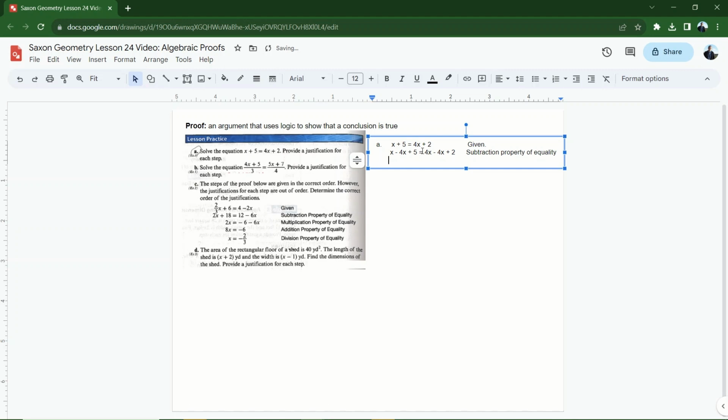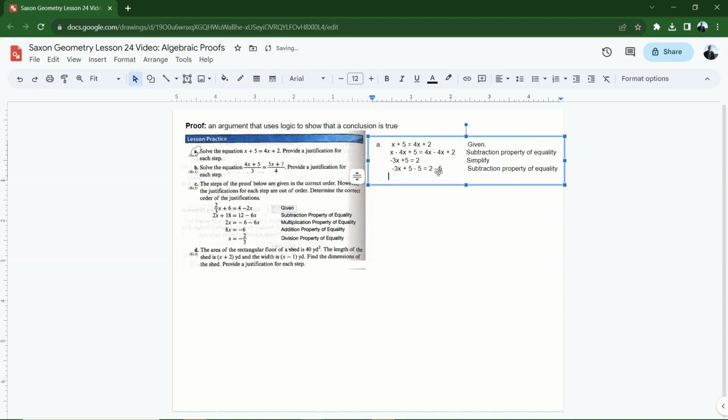I can simplify this quite a bit. x minus 4x is negative 3x. I still have a plus 5 equals 4x minus 4x is now 0, plus 2 is 2. This step I'm just going to say that I'm simplifying. Anytime you combine like terms or do a simple arithmetic step, like dividing 5 by 2 or something like that, that's simplification. Next, I need to subtract 5 from both sides. Minus 5 equals 2 minus 5. Once again, that is the subtraction property of equality.